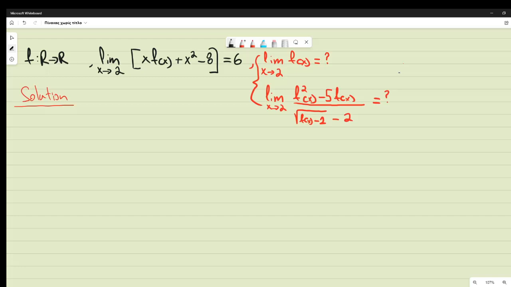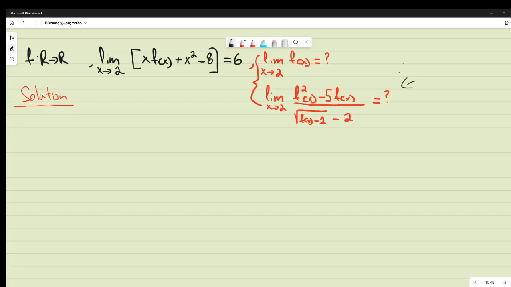Today we are going to solve another exercise in limits theory. We have a function f that goes from R to R, where R is the real numbers. The exercise gives us a limit: the limit of x multiplied by f of x plus x squared minus 8, when x tends to the number 2, is equal to 6. The exercise wants us to find the limit of the function f when x tends to 2, and the following limit that we see over here.